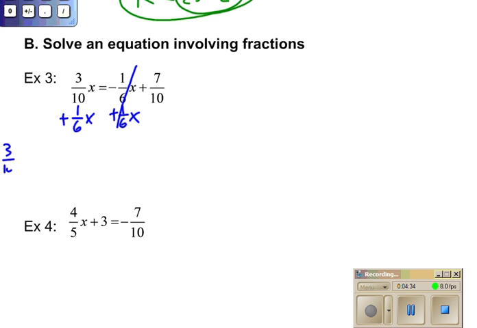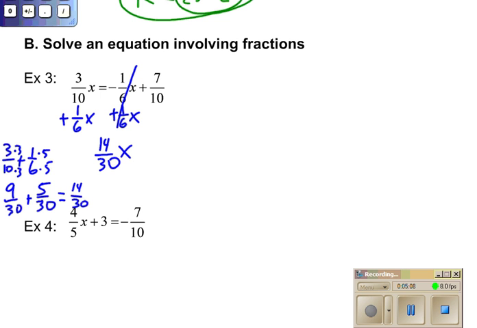I'm going to do this on the side. So 3/10 plus 1/6. I need to find what that is. We don't have common denominators. So I believe 30 is my common denominator. I need to multiply this by 3 and this by 5. So it would be 9/30ths plus 5/30ths, which would be 14/30ths. That's going to give me 14/30ths x, and that's going to equal 7/10.